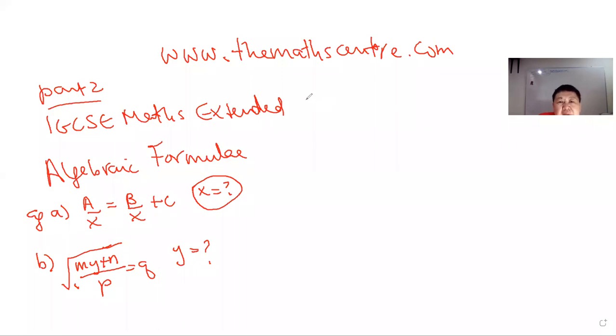Okay, the next one, the example looks a little bit harder. It's not. The square root of this term, which looks a little bit complicated, square root of my plus n, which is the numerator, divided by the denominator p. So you have this complicated algebraic term here, and the whole thing under the root equals q. Now I want y to be the subject. So okay, the y is stuck here, stuck to m, and y is part of the numerator on top. I see that. First thing you got to do is get rid of the root sign, the square root sign.